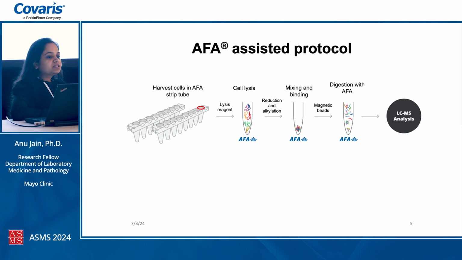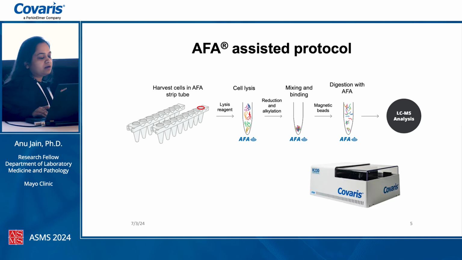So the AFA assisted protocol also uses magnetic beads and on-bead digestion. In addition to that, the complementary addition here is the use of AFA technology at each step of cell lysis, binding of protein to the beads, and during the digestion. And as Deb has mentioned about the TruPrep kit, this kit provides all the reagents and the accessories required to accomplish this protocol, and the protocol is compatible with the R230 focused ultrasonicator platform.